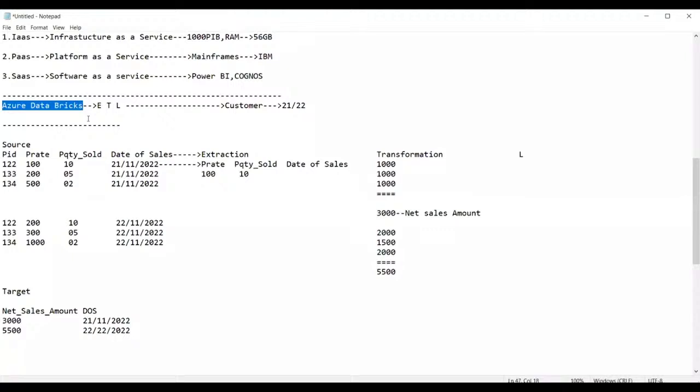By using what is that? Azure Databricks. It is done using the service called Azure Databricks, where extraction, transformation, and loading of data is done by Azure Databricks. Clear, all of you now?